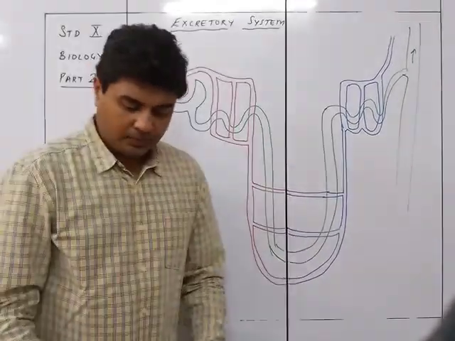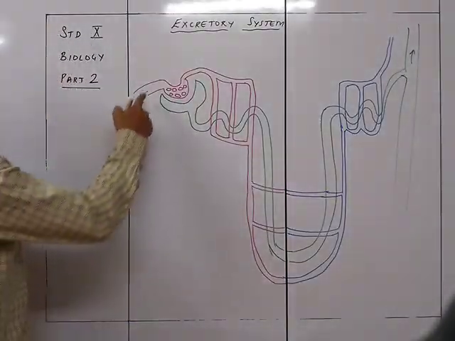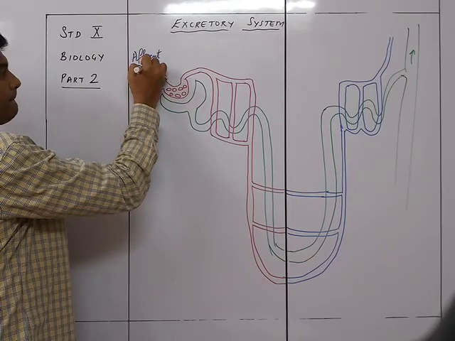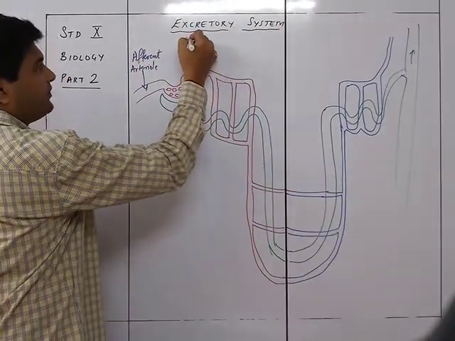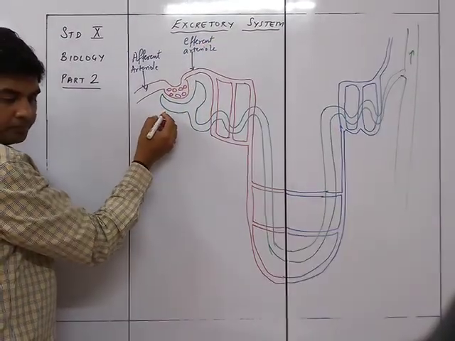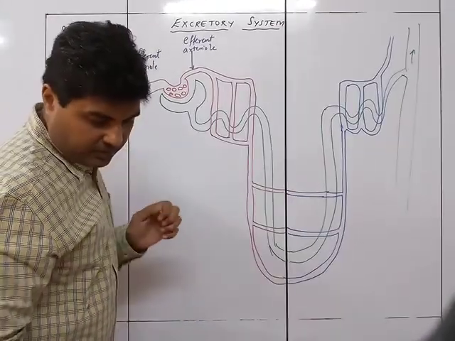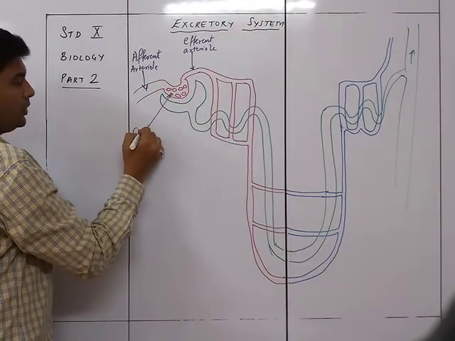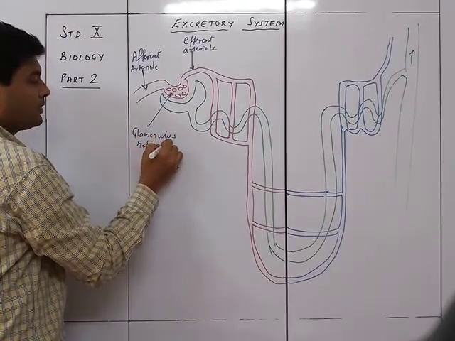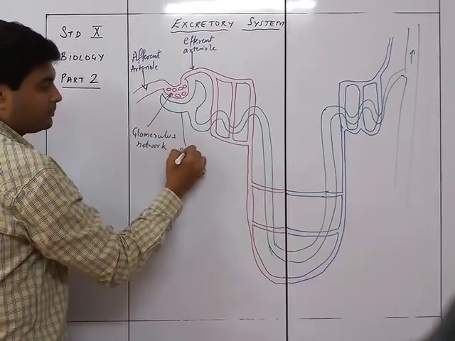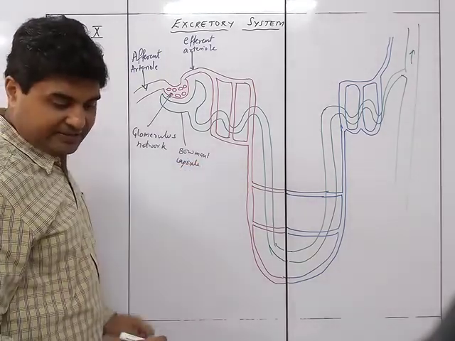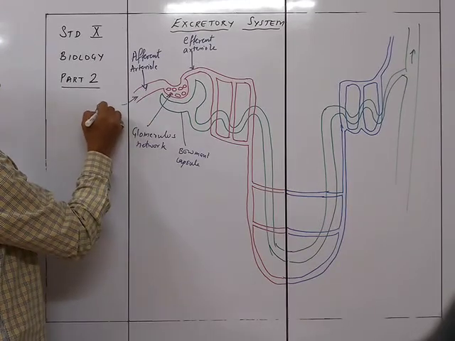First of all, let us understand what is over here. This over here is the efferent arteriole. Now, over here is the glomerulus network. Now, this one over here is the Bowman's capsule. And this is coming from the renal artery, so it is from the renal artery.